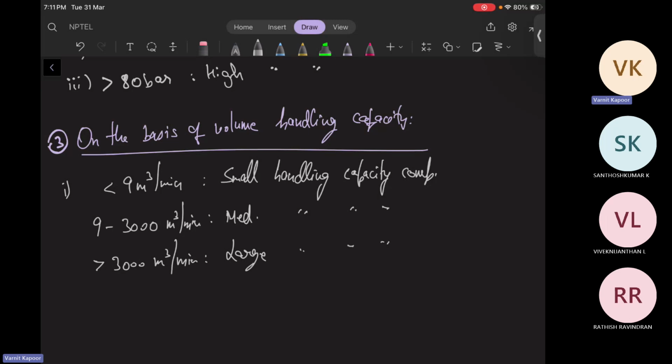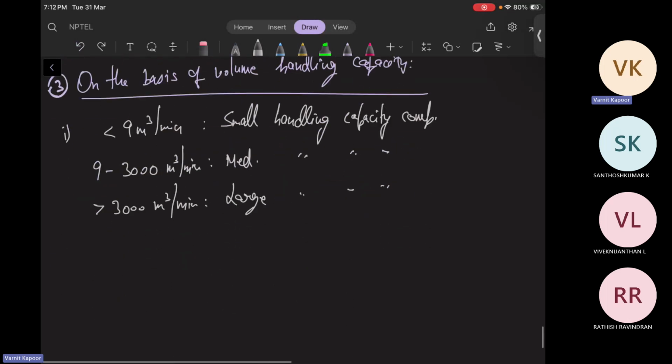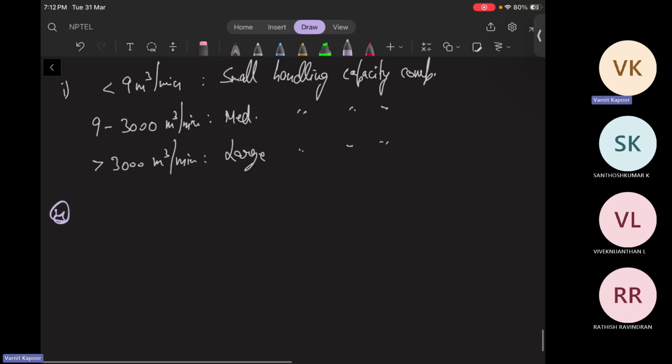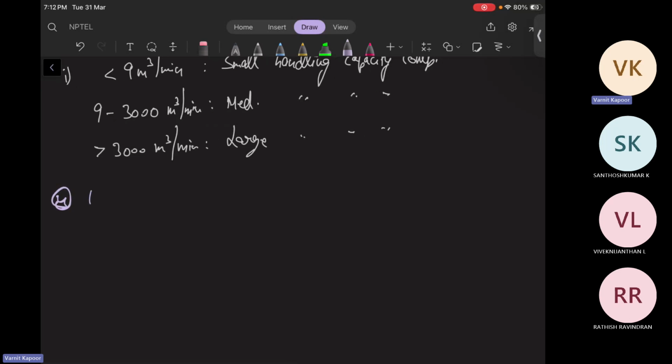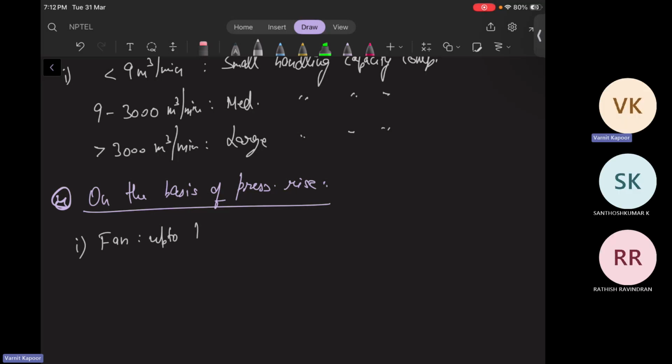Okay. Now the fourth category is based on pressure rise. It was pressure developed, and now based on pressure rise. How much pressure can be raised? Fourth, on the basis of pressure rise. The first is fans, where only up to 1.1 bar. Atmospheric is 1 bar and it is just 1.1 bar. So fans up to 1.1 bar.